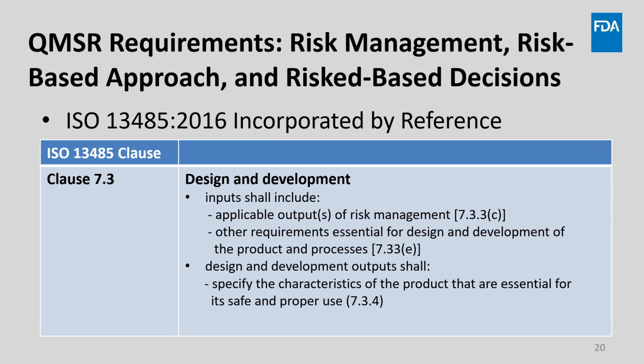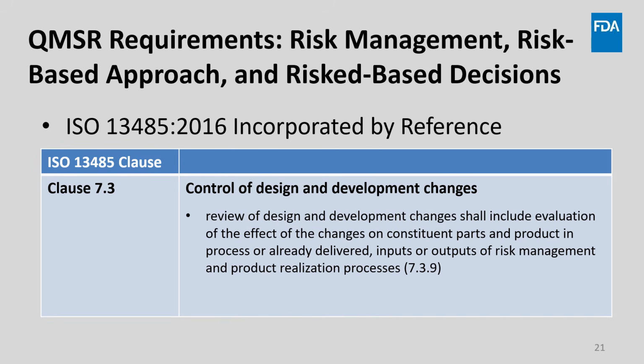Under Clause 7.3, Design and Development, inputs must include applicable outputs of risk management and other requirements essential for design and development of the product and processes. Review and approve design and development inputs to ensure they are complete, unambiguous, and compatible with each other, and thus conflicts are resolved prior to final approval of the inputs. Design and development outputs must specify characteristics of the product that are essential for safe and proper use.